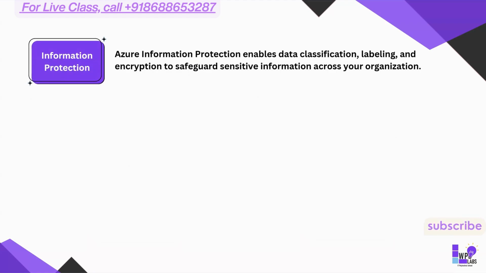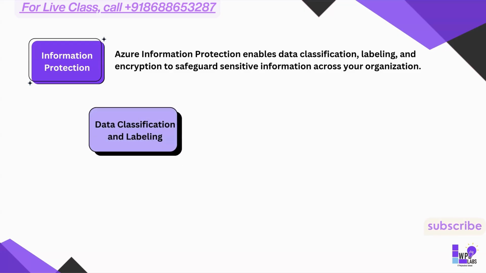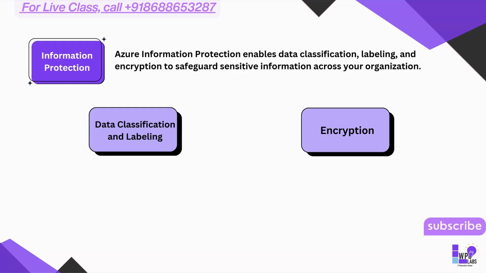Now we have information protection. It helps you classify, label, and protect your data based on sensitivity across your organization. We're talking about data classification and labeling, based on sensitivity, such as confidential or internal levels. Then we have encryption, both at rest, which we'll talk about in a future class, and in transit.